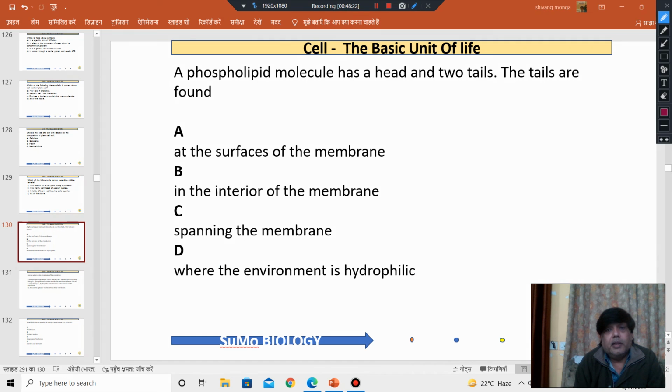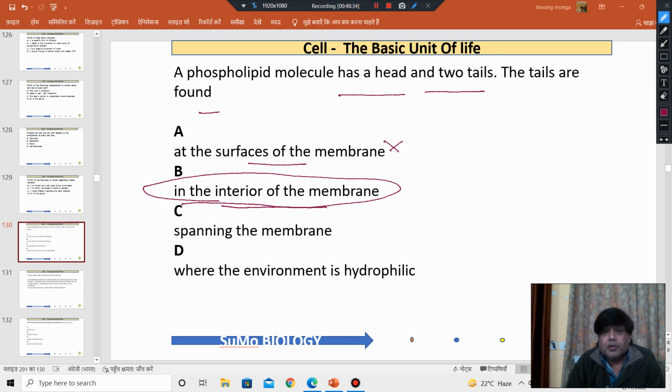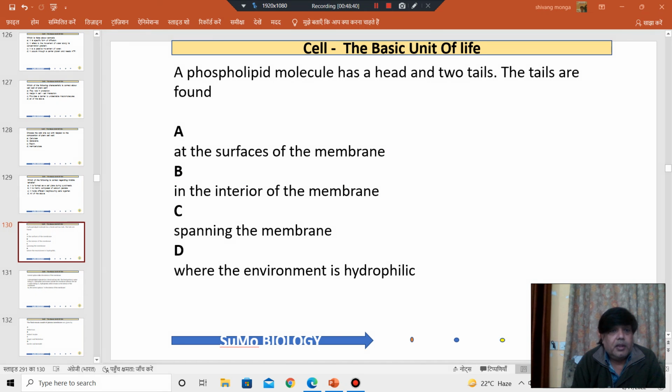A phospholipid molecule has a head and two tails. The tails are found in the interior of the membrane. Are they at the surface of the membrane? No, not at the surface of the membrane. Tails basically remain away from the aqueous condition, that is, towards the inner side.